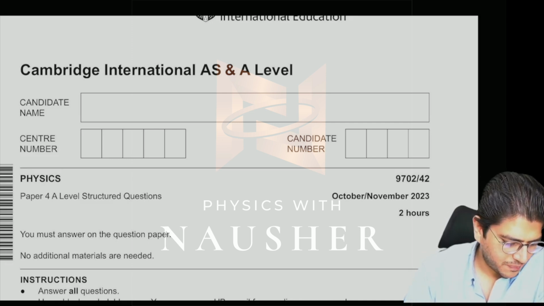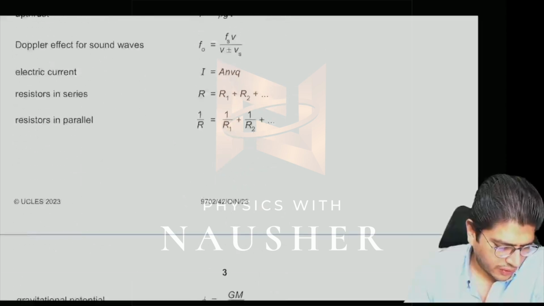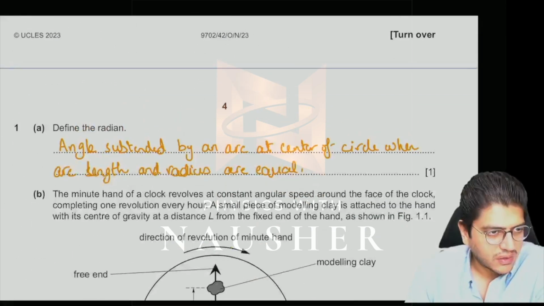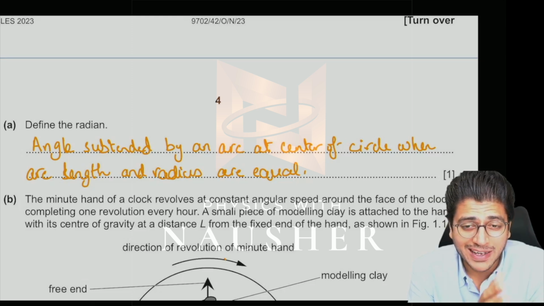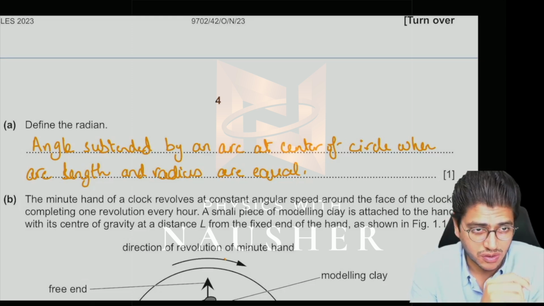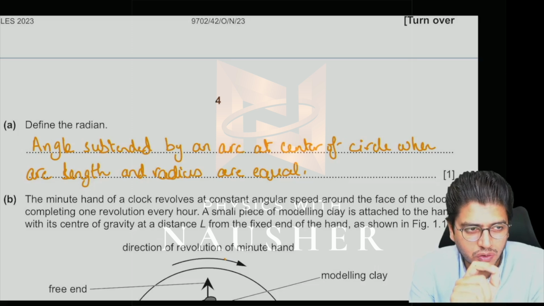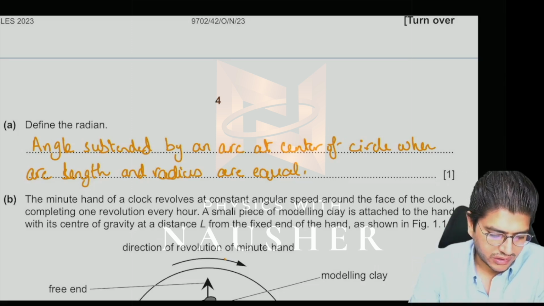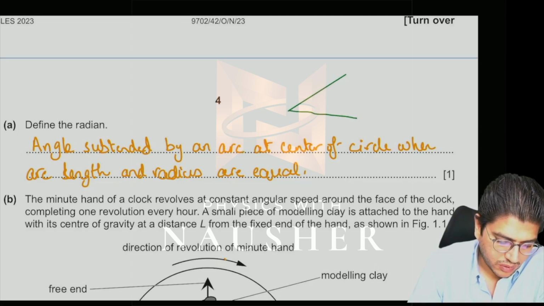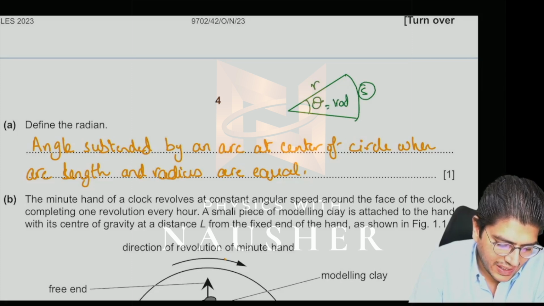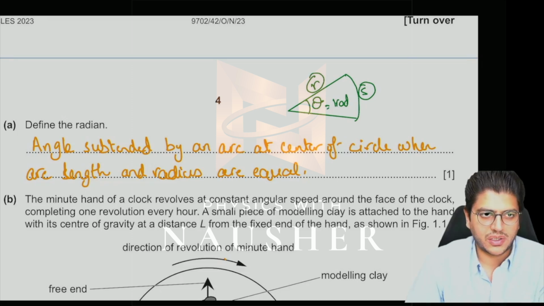Let's begin. The first question after the data booklet is define the radian. You need to memorize the definition. It's the angle subtended by an arc at the center of the circle when the arc length and radius are equal. And you should know what is arc length and what is radius. If this is part of a circle, this is arc length, this is radius, and this is the angle. This angle is 1 radian when S, which is arc length, and R, which is radius, are equal.